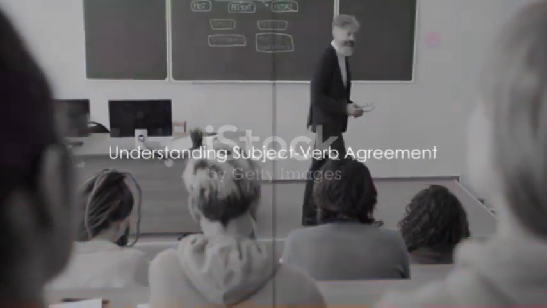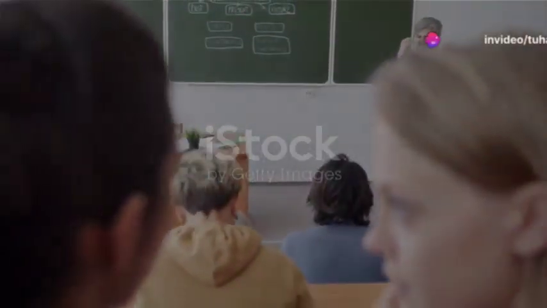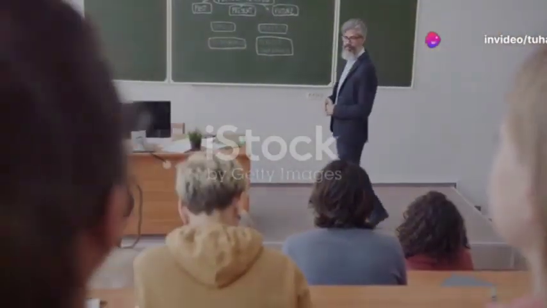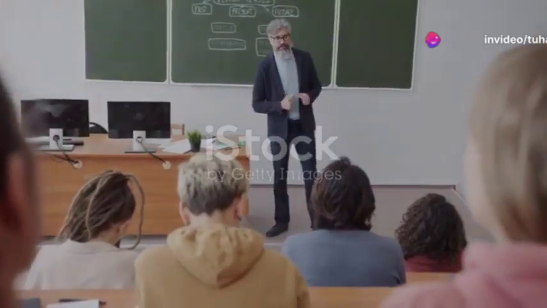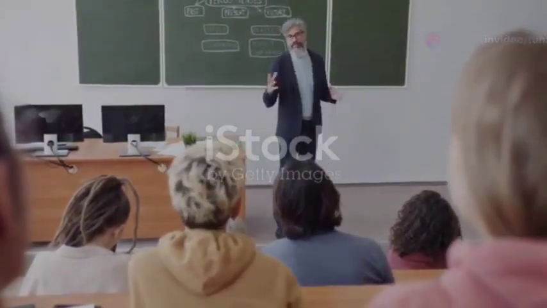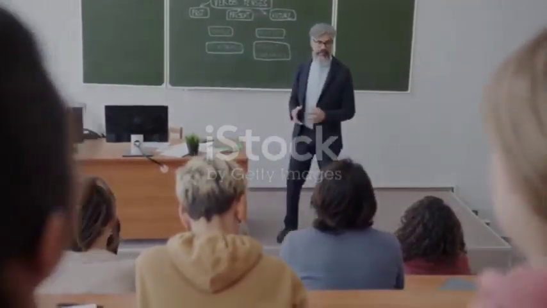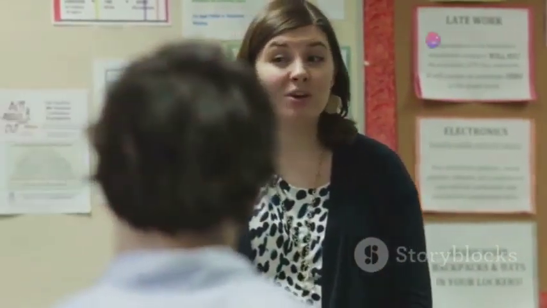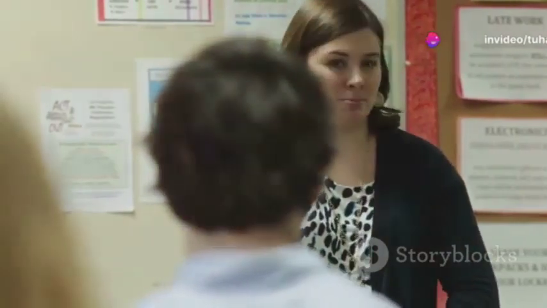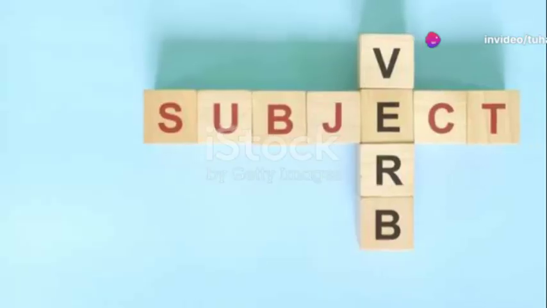Firstly, we need to understand what subject-verb agreement is. As the name suggests, subject-verb agreement refers to the grammatical rule that the verb in a sentence must agree in number with its subject. In simpler terms, if we have a singular subject, it requires a singular verb. Likewise, if the subject is plural, it needs a plural verb. Let's break this down with some examples.